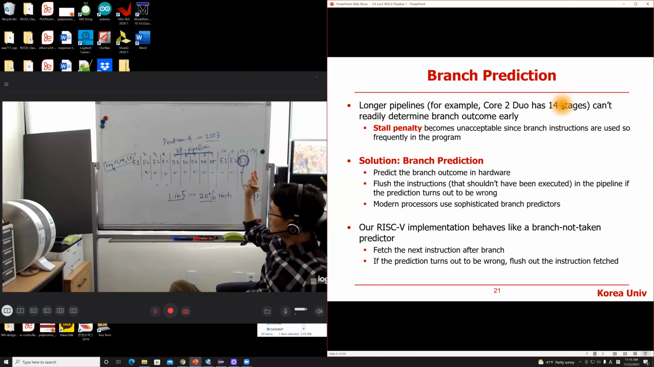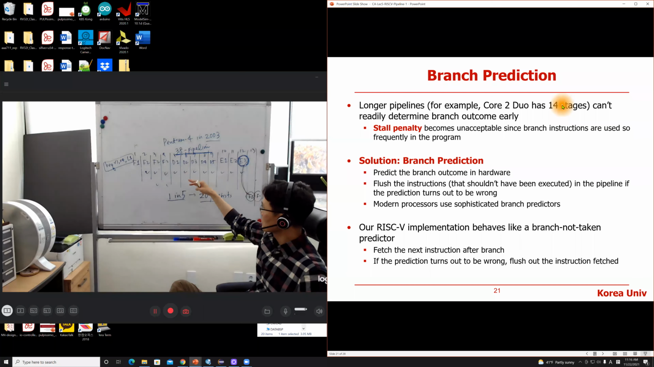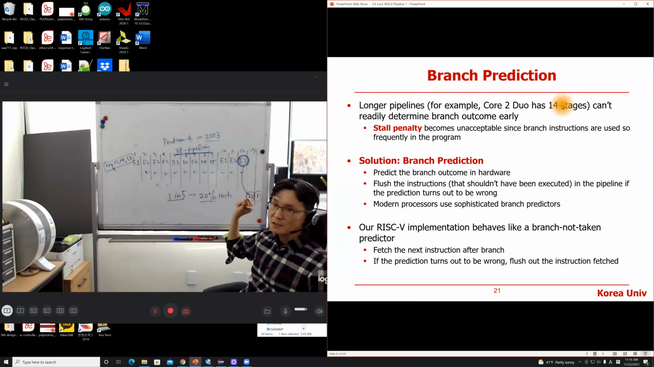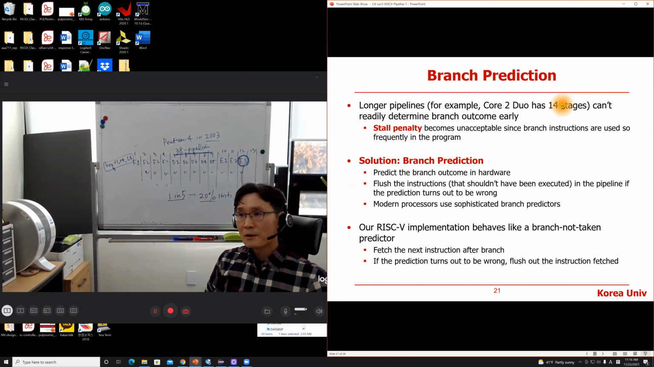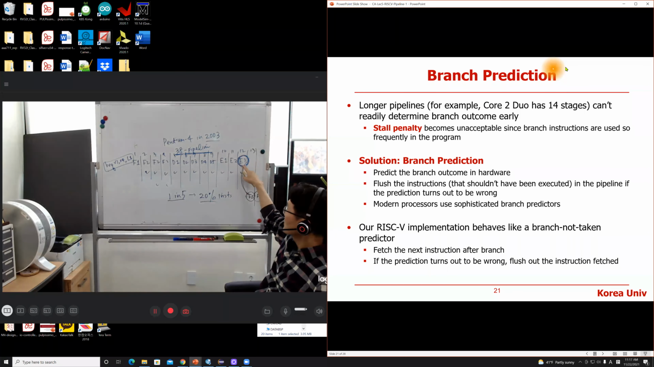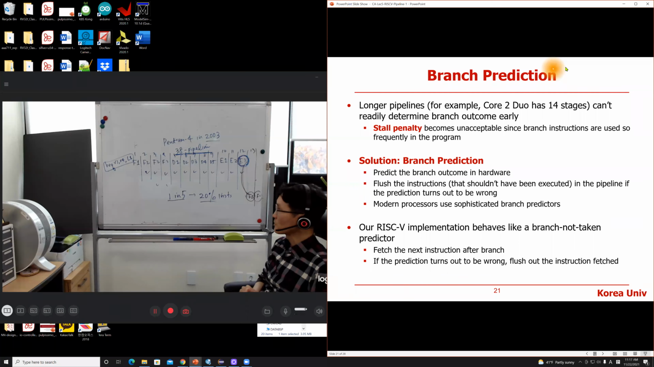So 20% of the time you have to flush out 11 instructions if the branch is taken. That is a serious problem, right? Super serious problem. So computer architects came up with this idea, branch prediction. I don't want to wait until clock cycle number 12 to determine the taken or not taken result.